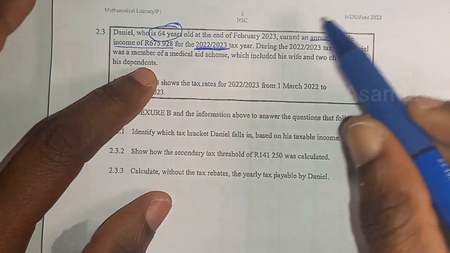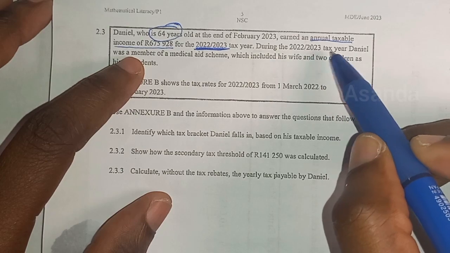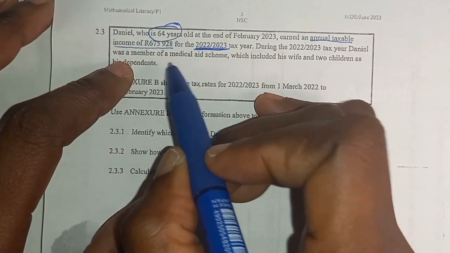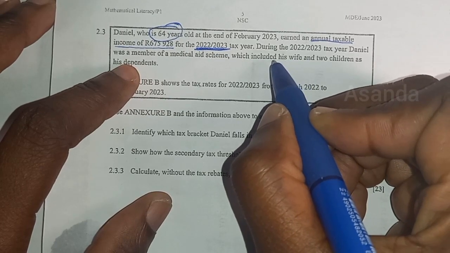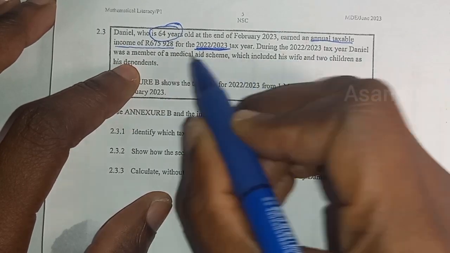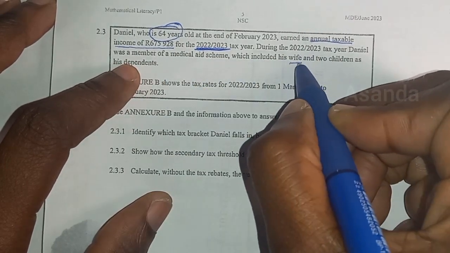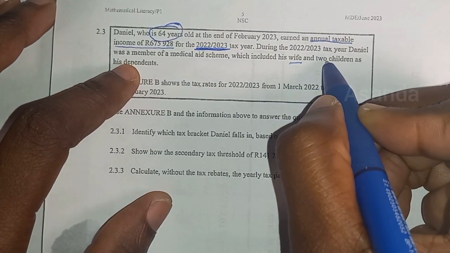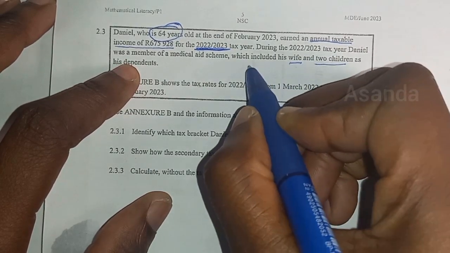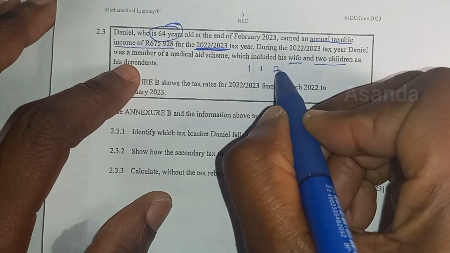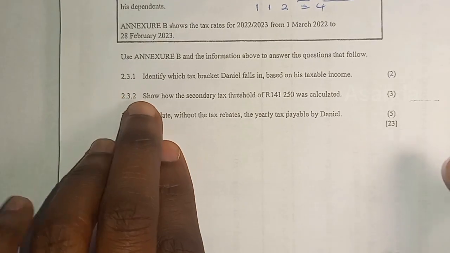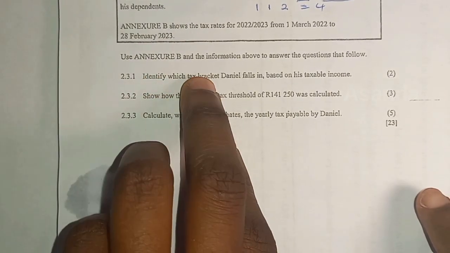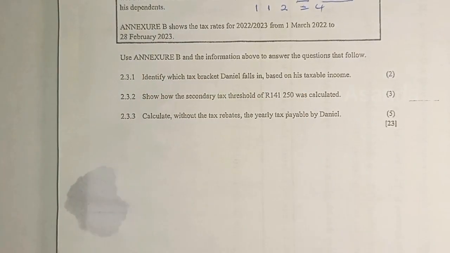He's 64 years old. So during the 2022-2023 tax year, Daniel was a member of a medical aid scheme, and in this medical aid scheme, it included him, his wife. So that's another person, and 2 children. So what's the total? It's him, his wife, and 2 children. So that gives us 4 people, right? Okay. Then we have: identify which tax bracket Daniel falls in based on his taxable income.